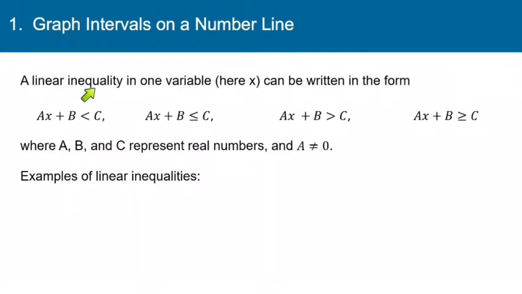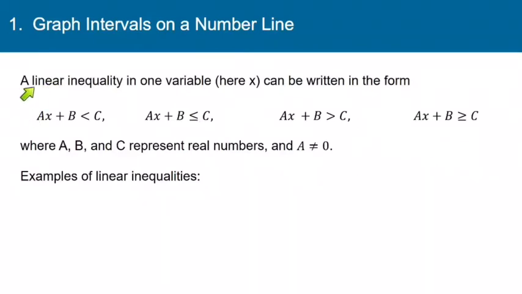Okay, so a linear inequality in one variable, and here we're using x for our variable, can be written in any one of these forms. You'll have an x term and a constant. Here the a, the b, and the c represent real numbers. The a number would not be allowed to be 0, because if a were 0, then your x term would disappear. So b can be 0 and c can be 0, but otherwise these are just regular numbers. And so you can have an x term and a constant less than a constant, or an x term and a constant less than or equal to another constant, and so on.